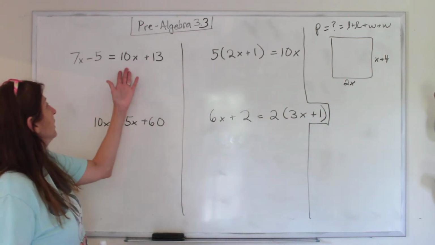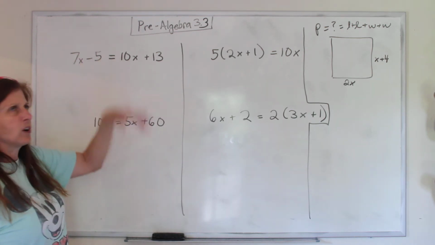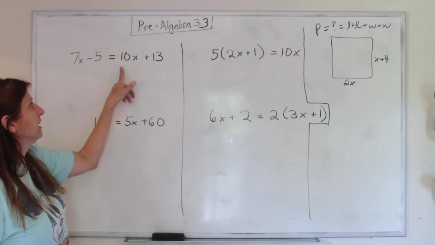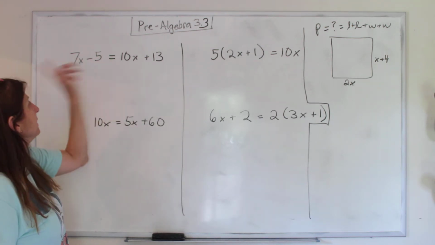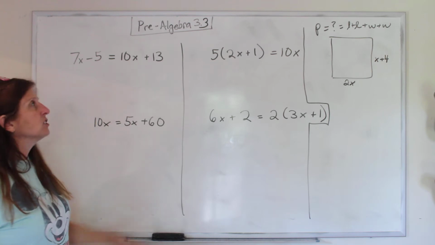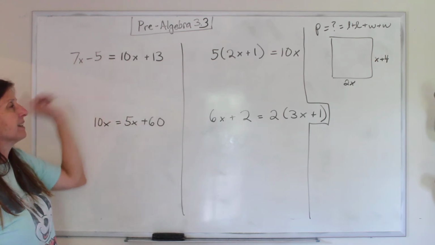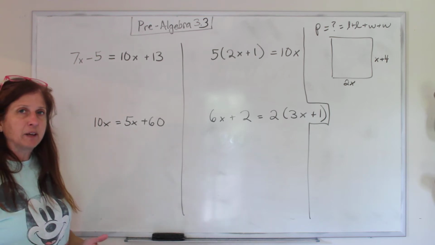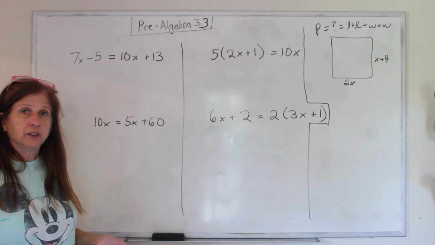Alright, so what do we do? If x's are on both sides, you look at the numbers. Don't worry about positive and negative. Just look at the numbers and figure out which one is more. And 10 is more than 7. So we're going to move the 7 to the 10. You can also move the 10 to the 7. You'll get the same answer, but it'll be a little bit harder. And I'm lazy, and I always want to do it the easiest way.